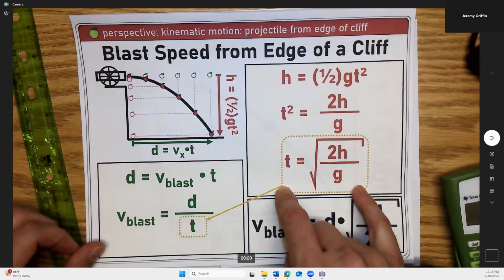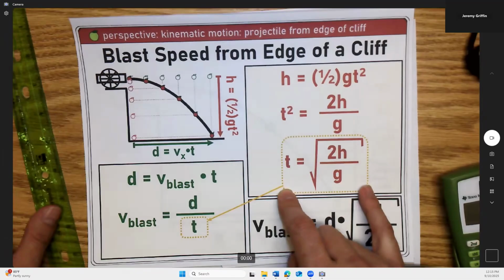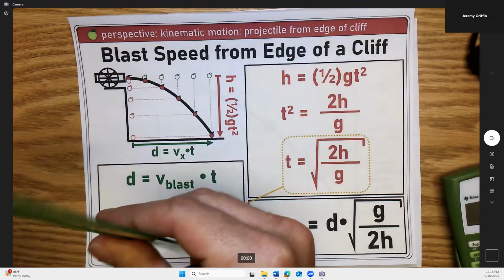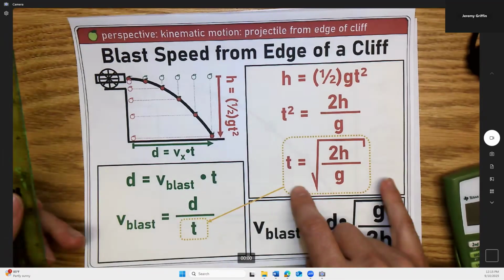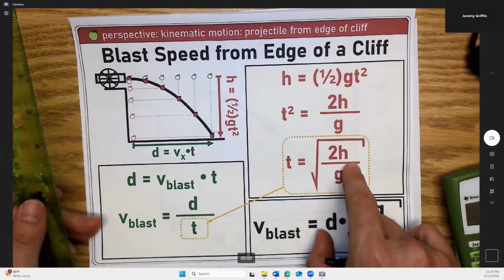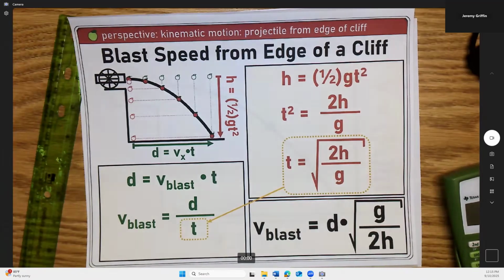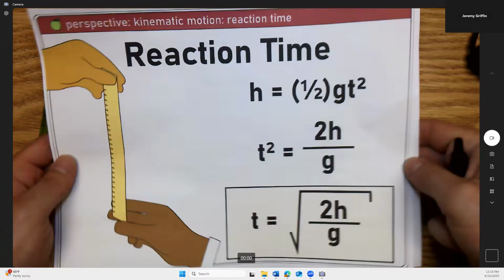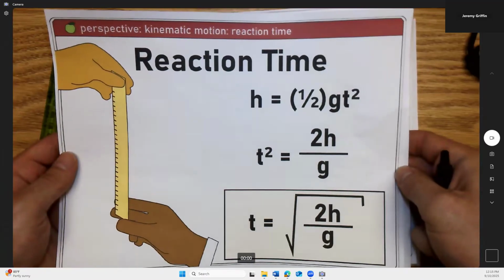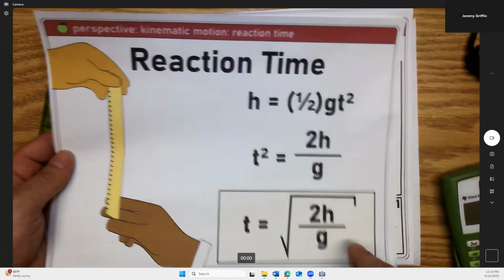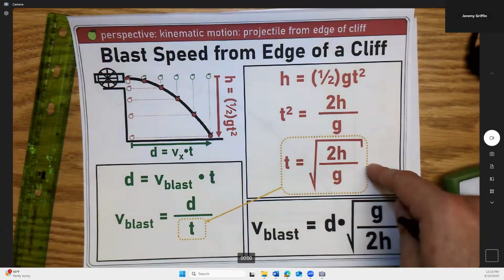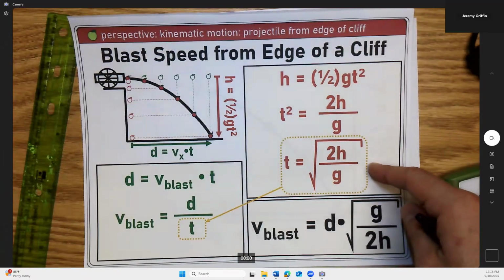Oh, does this look familiar? Do you guys remember back when you were dropping the roller and catching the reaction time? This is the reaction time. Remember how far the roller dropped? How far the roller fell? Let me pull this out. It's this one right here. Do you guys remember doing this the other day? t squared equals 2h over g. It's the same thing.